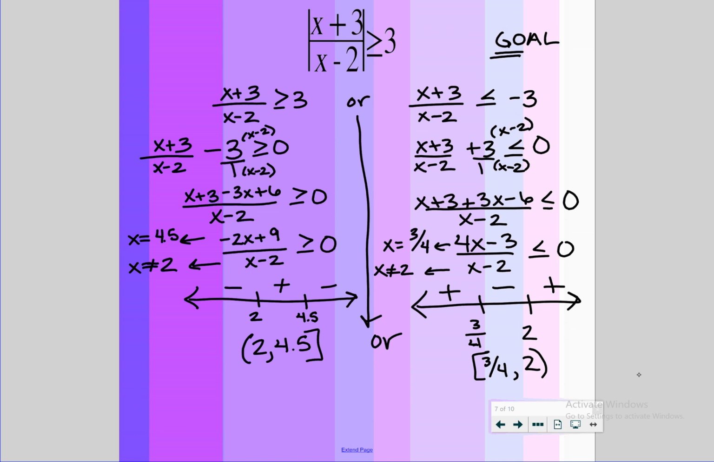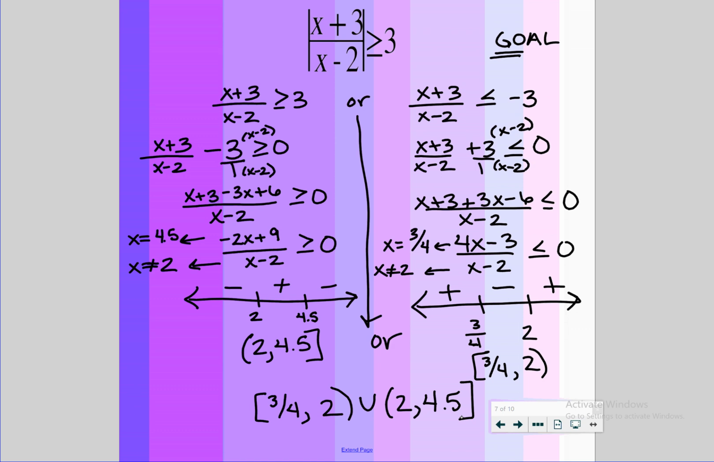If this was an and statement, by the way, nothing intersects between these two. The answer would be no solution. But because it's an or statement, my answer is going to be from left to right, and you can graph it on the number line if you need to. 3/4 to 2. We jump over 2 because that's a domain restriction in both of these and in the original problem. And then 2 to 4.5. Final answer.